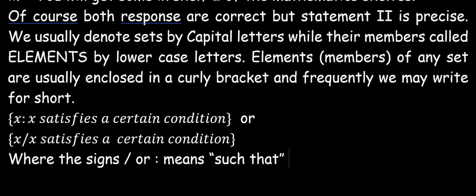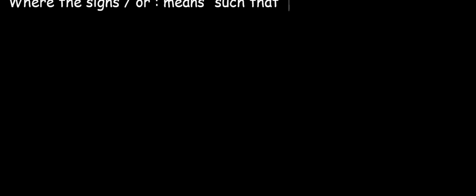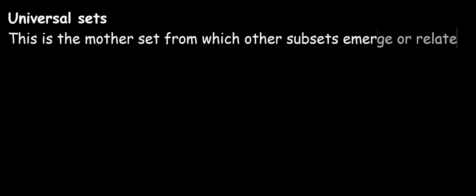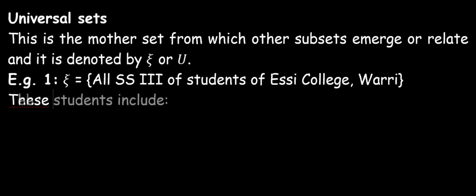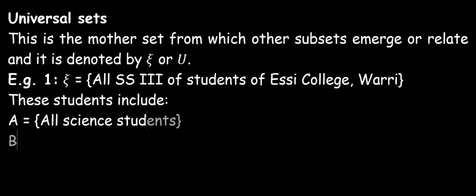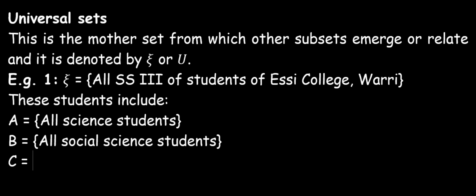The next definition of term we have here is universal set. This is the mother set from which other subsets emerge or relate. It is denoted by E or U. Example, A equals all the SS3 students of AC College Warren. These students include, we are now listing the subsets, A, all the science students, B, all the social science students, C, all the art students.